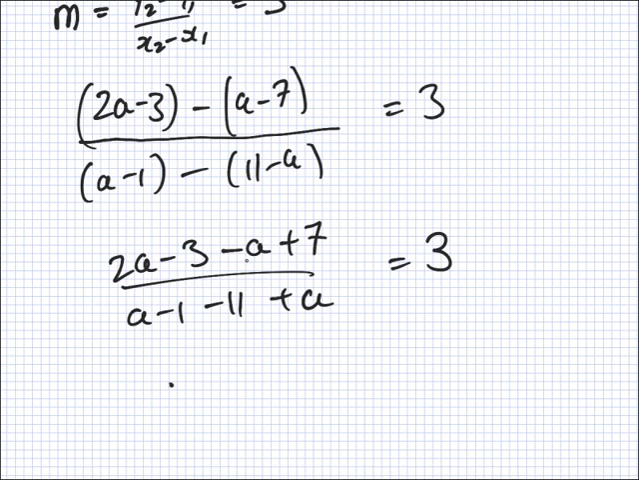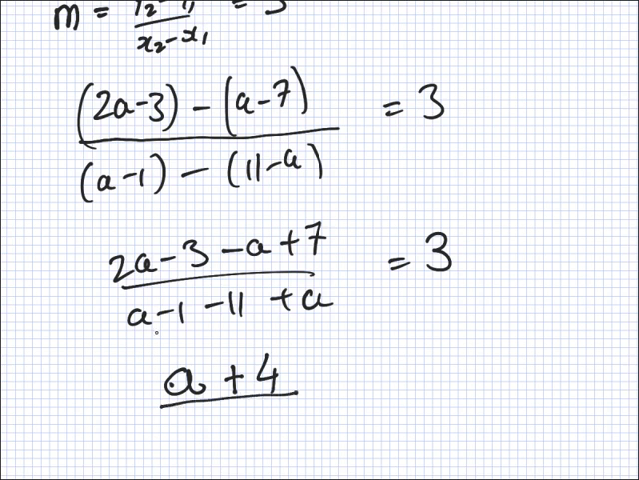2A minus A? 3A. Oh no, try again. 2A minus A? 2 minus 1, 1A. Yeah, correct. 2A minus A leaves me with 1A. And then minus 3 plus 7. What's that? 7 minus 3 is 4. Okay.